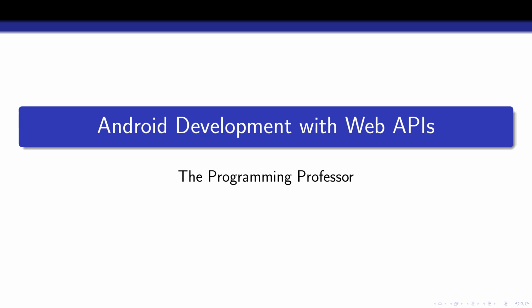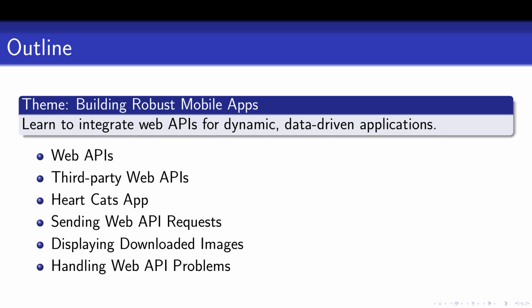A lecture on Android development with web APIs by the programming professor. Let's take a look at the outline for this session. Our main theme is building robust mobile apps that leverage web APIs to provide dynamic content. First, we'll introduce web APIs and explain what third-party APIs are. We'll then dive into building the HeartCats app and learn how to send requests and display the results. Finally, we'll look at handling problems like slow responses or API errors to make sure the user experience remains smooth and polished.